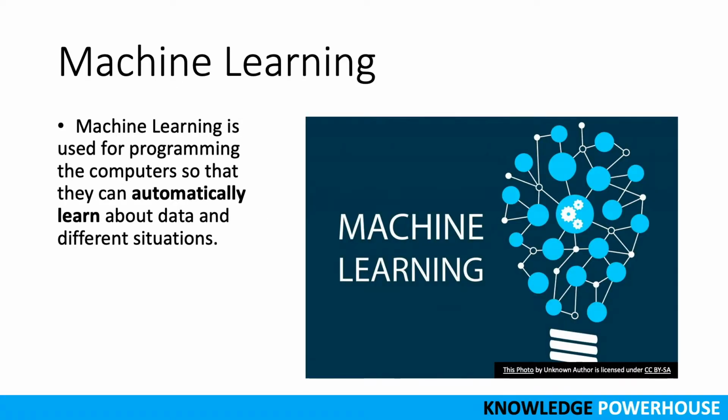So machine learning is used for programming the computers so that they can automatically learn about data and different situations. The key word here is that we are not writing a program, we are actually programming the computer to automatically learn, right? There is a case where you have to create some kind of software to calculate a bill, and that software can do a lot of computations, but it doesn't learn by itself, right? Whereas there are cases where you have to create a program that learns. That is the way you can reduce your work. That is what machine learning is: automatically learning about data in different situations.